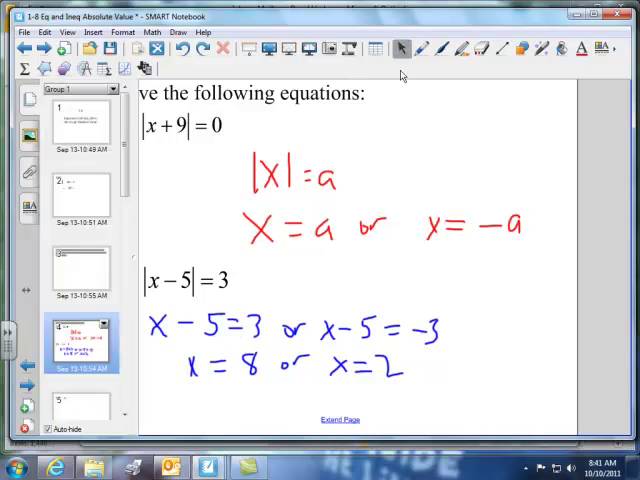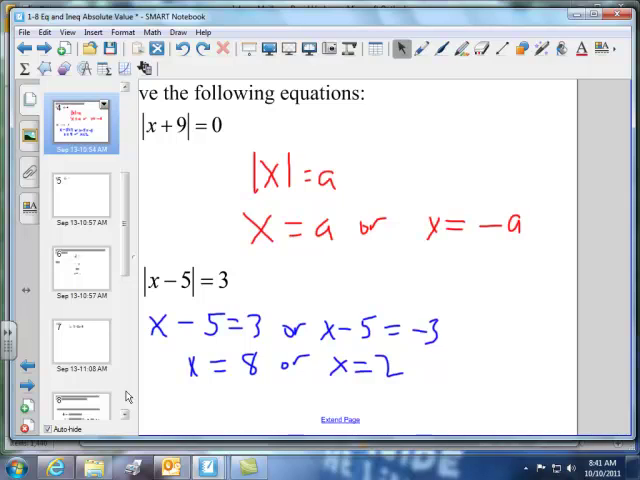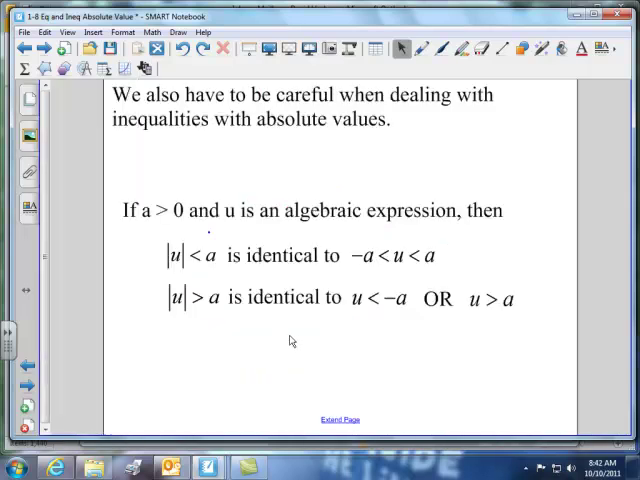Jumping ahead, there were some other situations here. We could also have inequalities. We could have that an absolute value of a quantity is less than a. We can also have the absolute value of the quantity is greater than a. I would recommend that you write these two statements down right here.